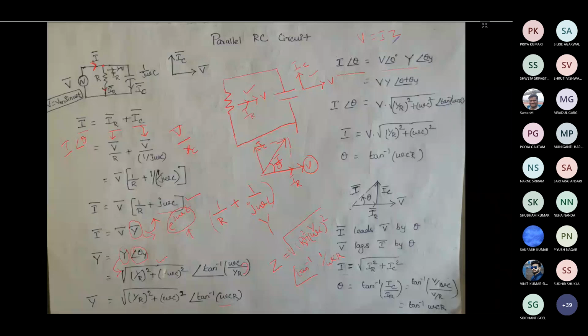So for a series circuit, we use Z, that is the impedance. When you take it to the right hand side, you get V divided by Z is equal to I. So 1 by Z is nothing but admittance. So V into admittance is equal to current. In that fashion, we have written this equation: I angle theta is equal to V angle 0 degree, admittance angle theta y.